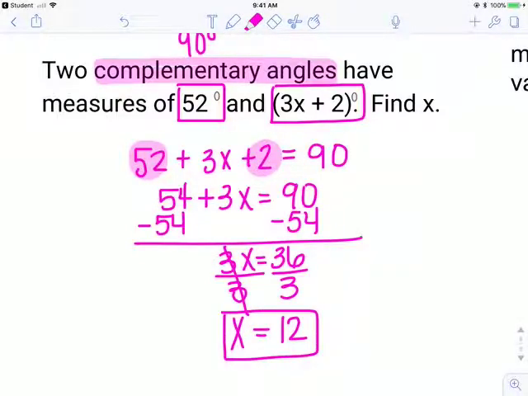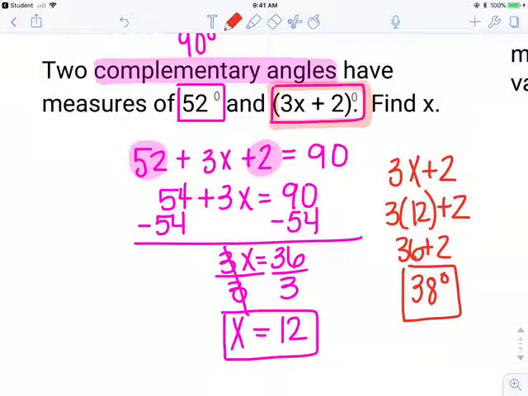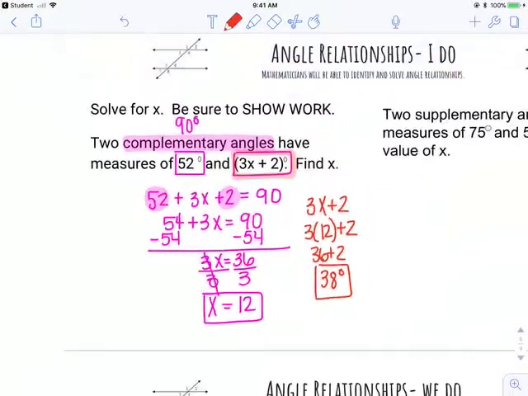This is only half your answer though, because you have to actually take that back and substitute it in for 3x plus 2. So when I do that, 3x times 12 plus 2, I get 36 plus 2 is 38 degrees. That's the second angle measure. X is just what equals the x. It's not a degree measurement. So you need to make sure to know the difference. Set up and solve for x, then replace x back in to find the other angle measure.